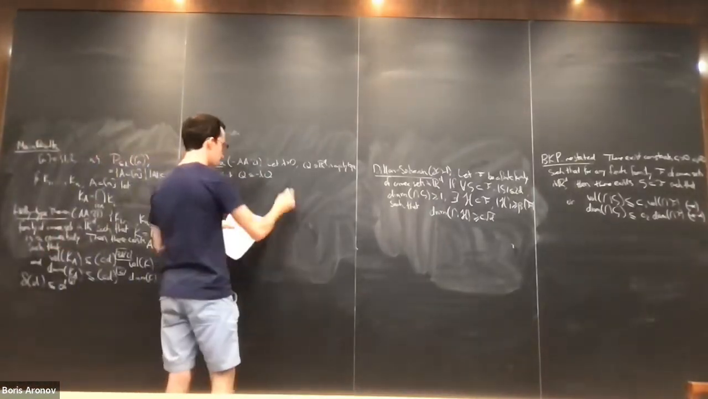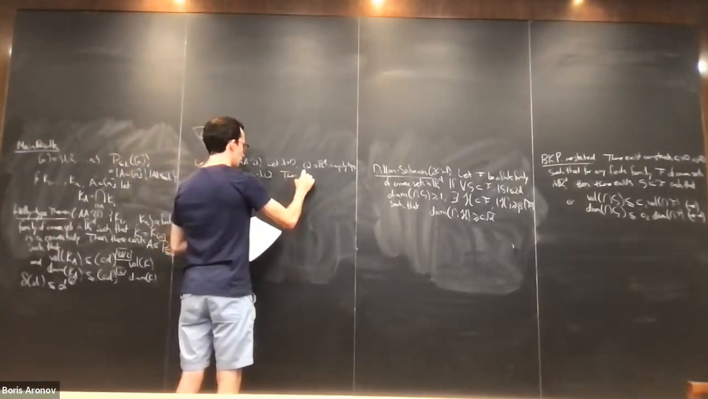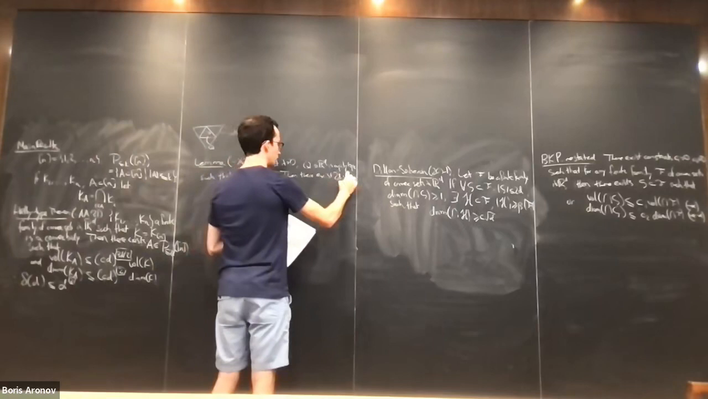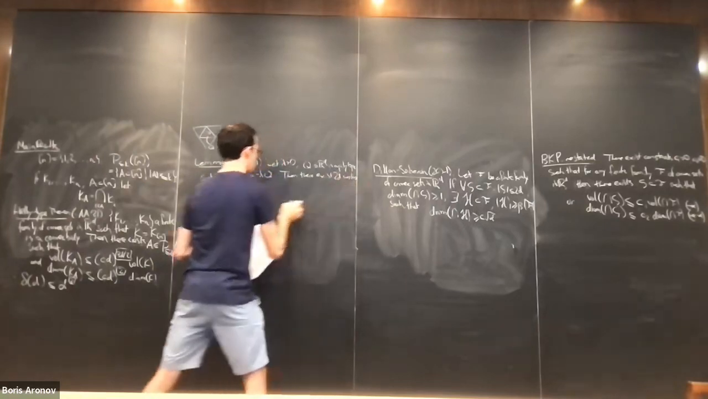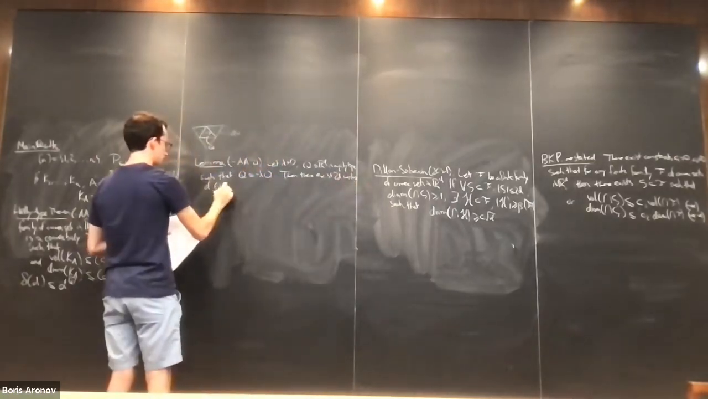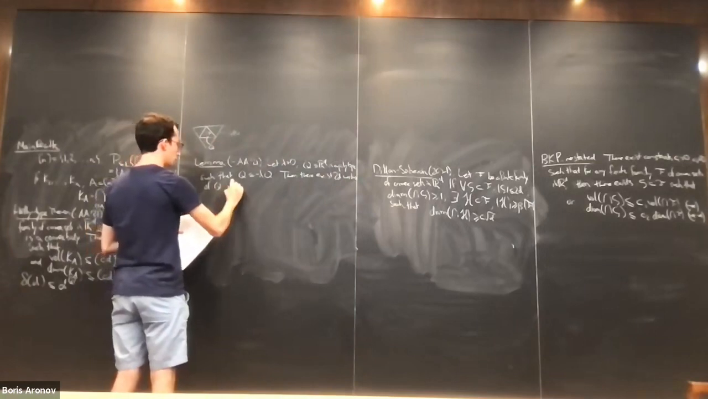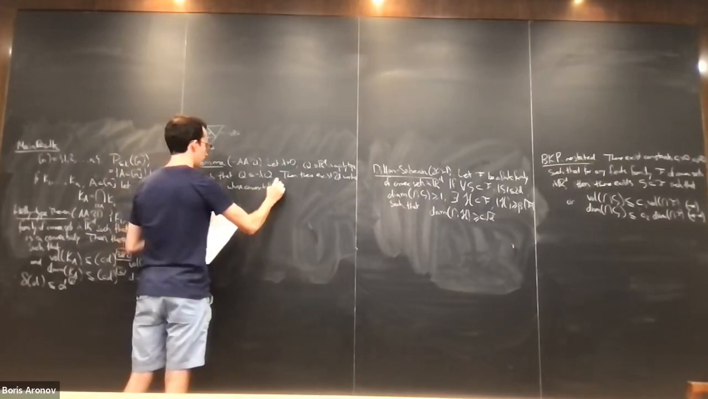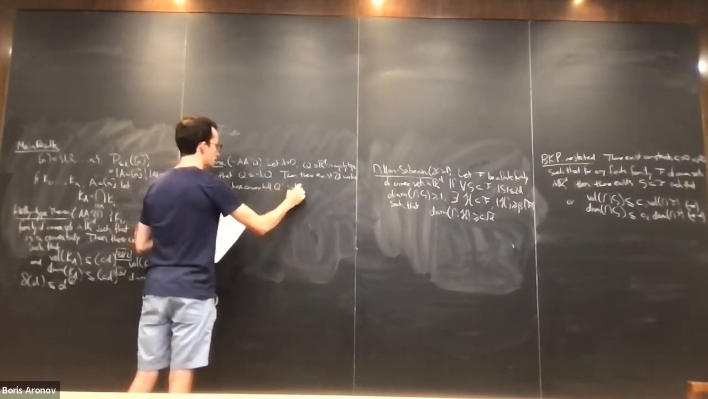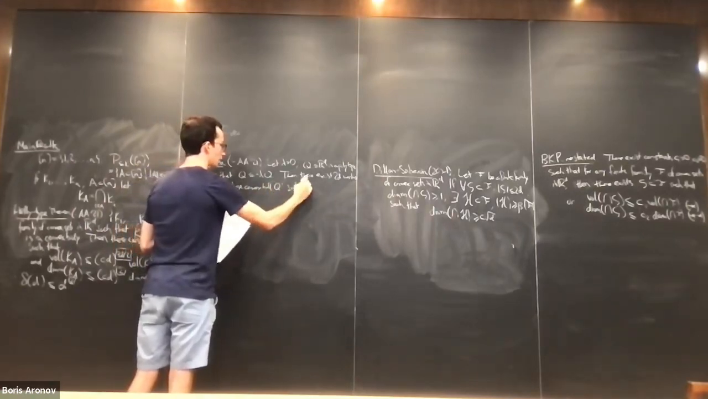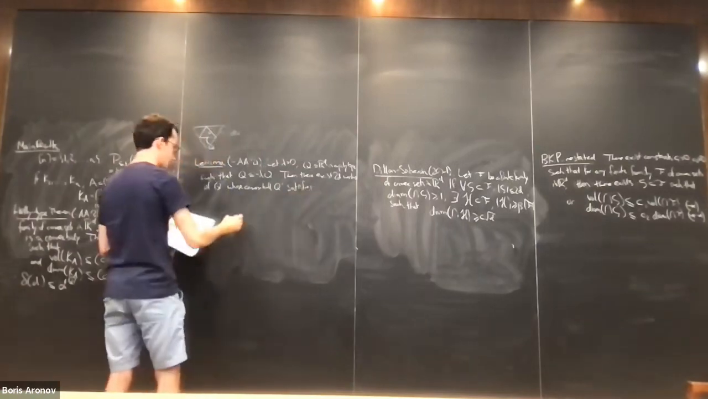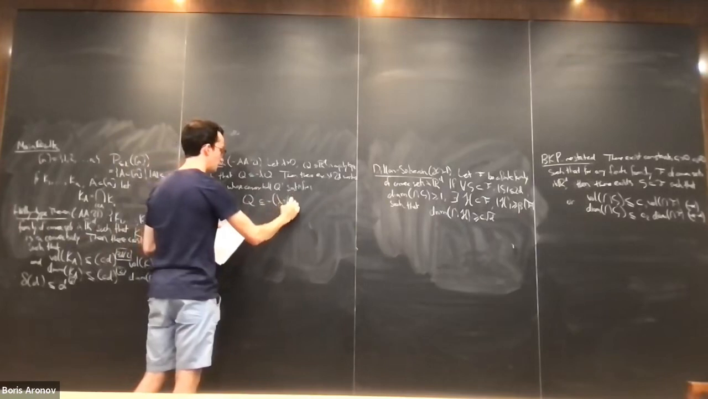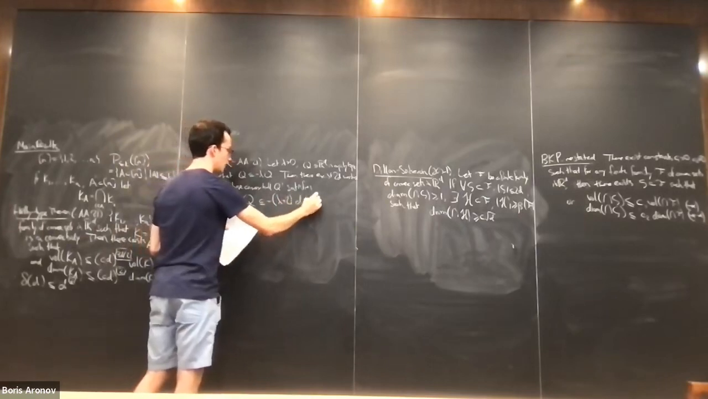Then there exist 2d vertices of Q whose convex hull Q prime satisfies another inclusion. So Q sits inside minus (lambda plus 2 times d) times Q prime.